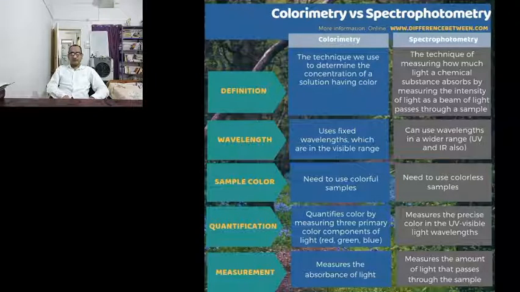So we can summarize in brief that colorimetry and spectrophotometry are two methods we can use to determine the content of a substance in a given sample by measuring light absorption through that sample. The key difference between colorimetry and spectrophotometry is that colorimetry uses wavelengths that are only in the visible range, while spectrophotometry can use wavelengths in a wider range.